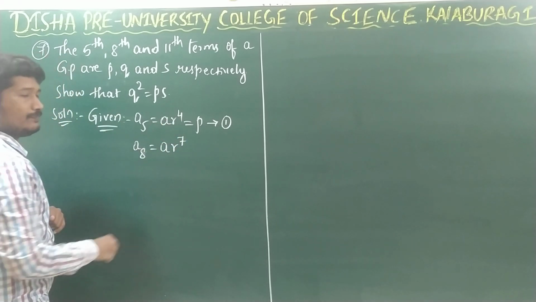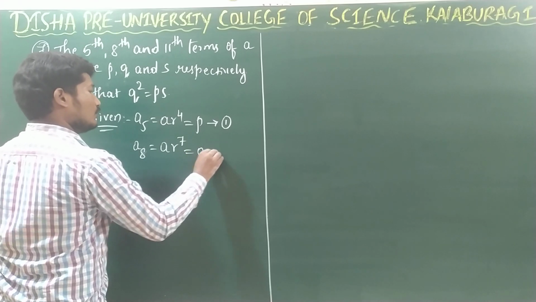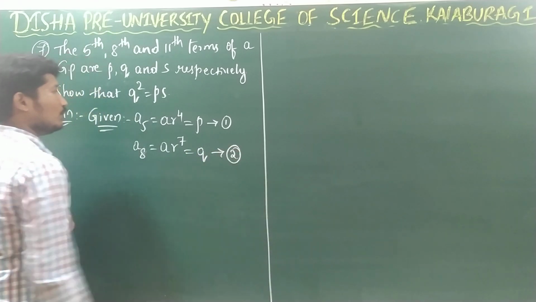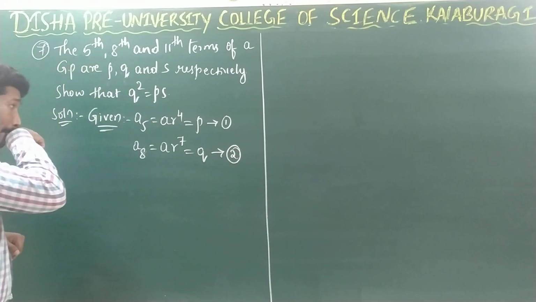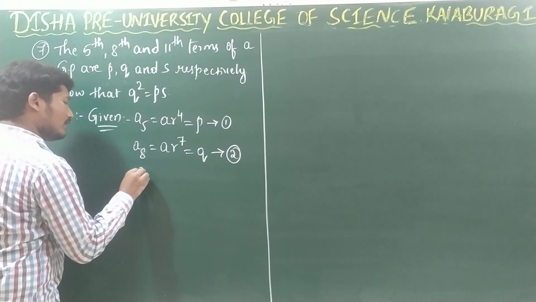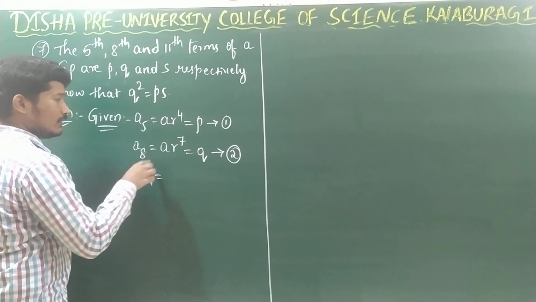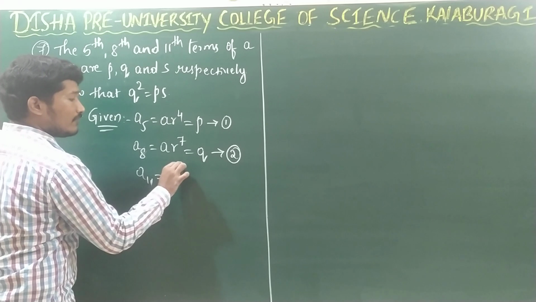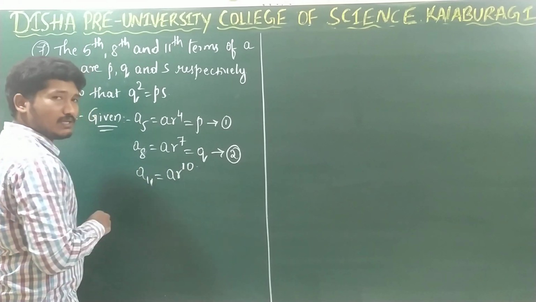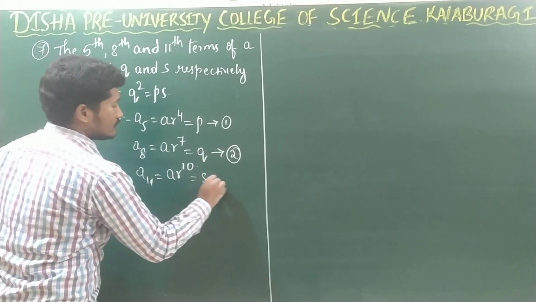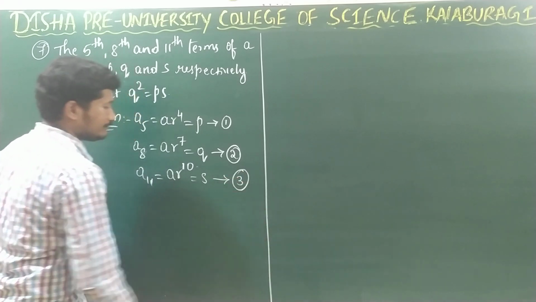This is equation number 1: the 7th term is equal to Q. Equation number 2. Next, we are also given the 11th term. So this will be A into R power 11 minus 1, 11 minus 1 is 10, is equal to S. This is equation number 3.